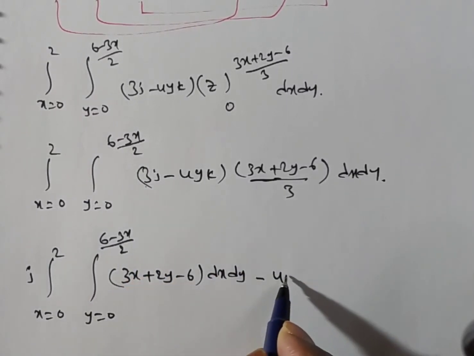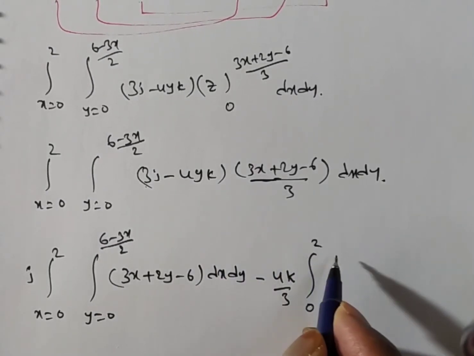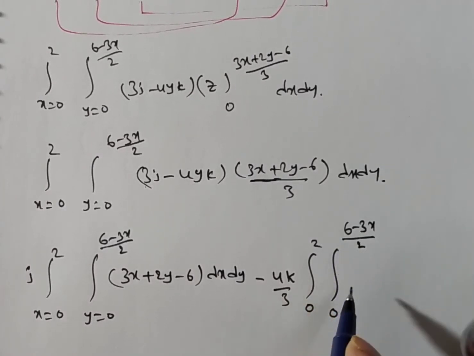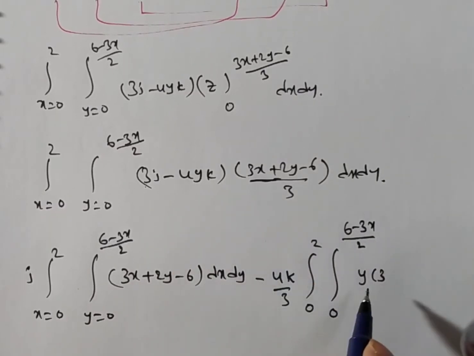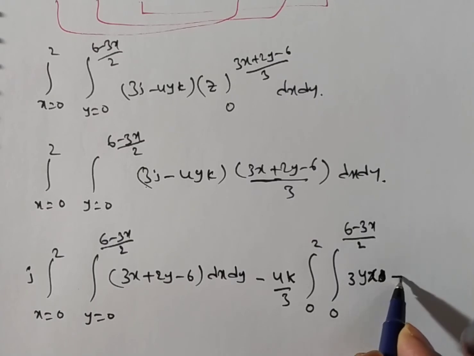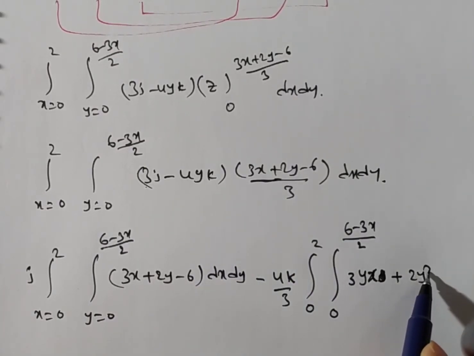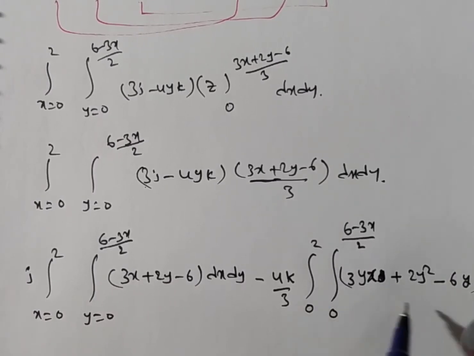Minus 4k divided by 3, integral from 0 to 2, integral from 0 to (6 minus 3x)/2, of y into (3x minus 6 plus 2y). Multiply y inside, then you will have 3yx plus, here if I multiply y, 2y square, minus 6y, into dx dy. Is it clear for everyone?